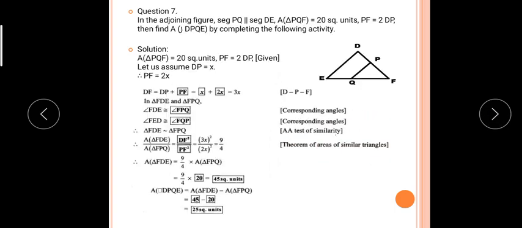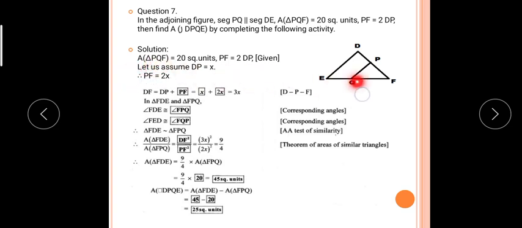Next. Now in the adjoining figure, the segment PQ is parallel to DE. Area of triangle PQF is 20 square units, and PF is equal to 2 times DP. Listen, what is given? PQ is parallel to DE, PF is 2 times DP. Then find the area of quadrilateral DPQE by completing the following activity. Activity question is there, so you have to find out.